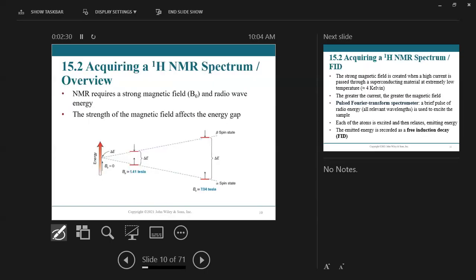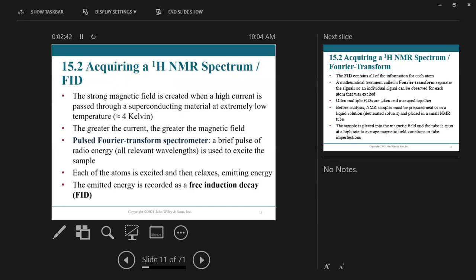This says NMR requires a strong magnetic field. That is true. There are different strengths of magnets out there. The higher the strength of the magnet, the more resolution you're going to get. They're talking about this superconducting material. So yeah, you have to have a superconducting material, and the temperature is around 4 Kelvin.